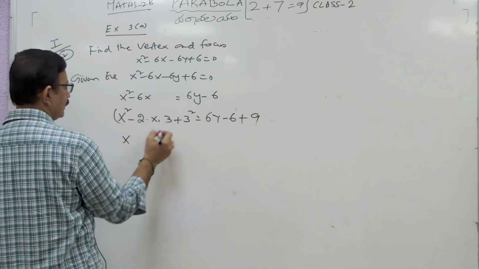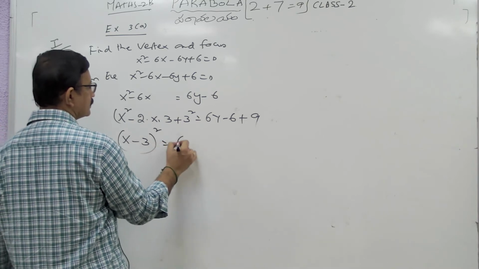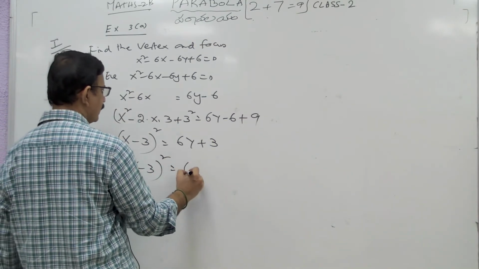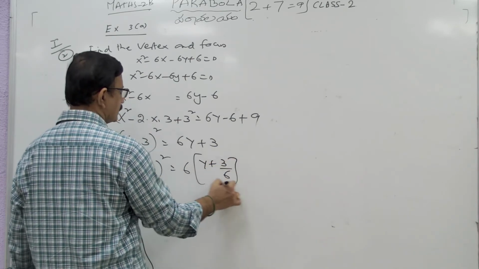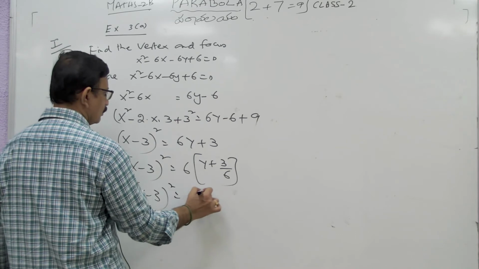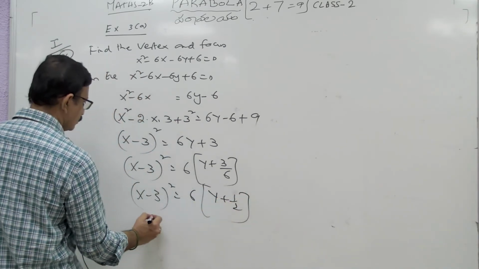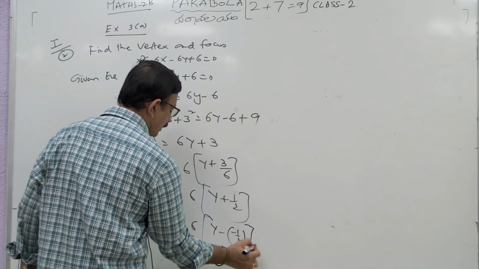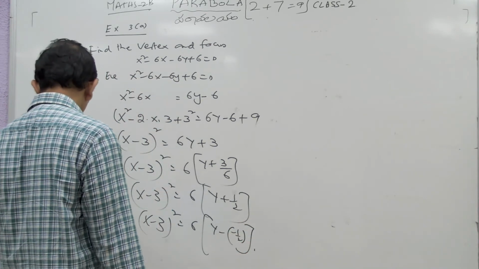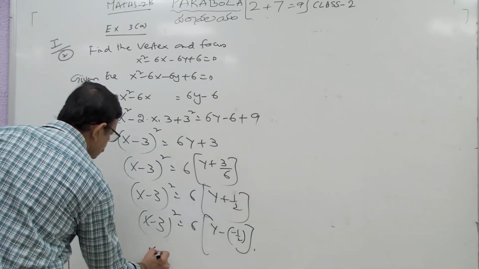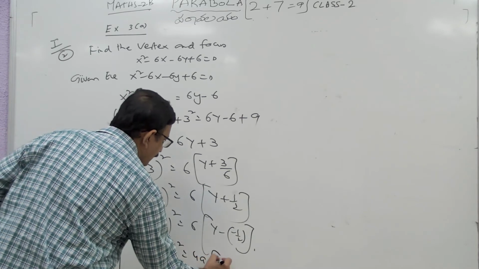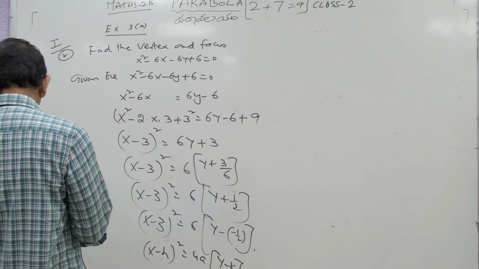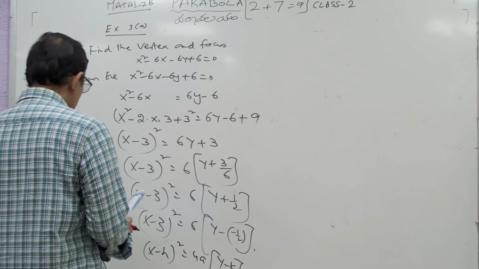So therefore from here, this is equal to (x - 3) whole square, and this is 6y + 3, 9 - 6. So (x - 3) whole square, take 6 common from this, it is equal to 6 × (y + 3/6). So (x - 3) whole square is equal to 6 × (y + 1/2). Therefore (x - 3) whole square is equal to 6 into (y minus of -1/2). So we can compare this with (x - h) whole square is equal to 4a into (y - k). So therefore this is the standard form.